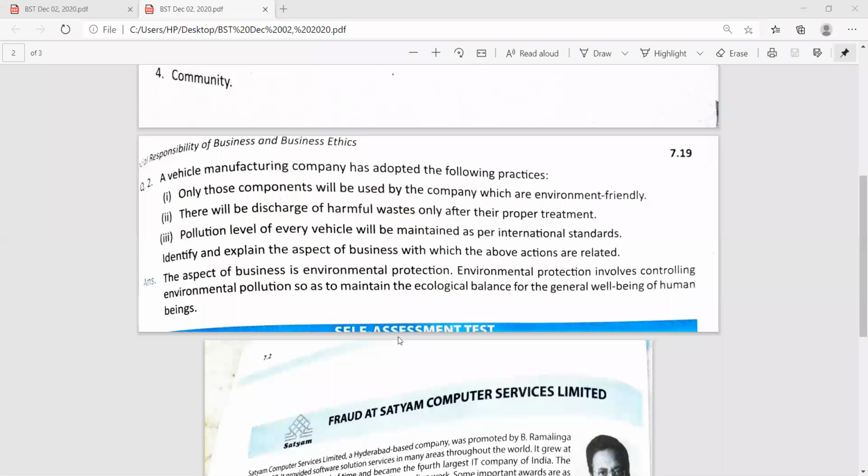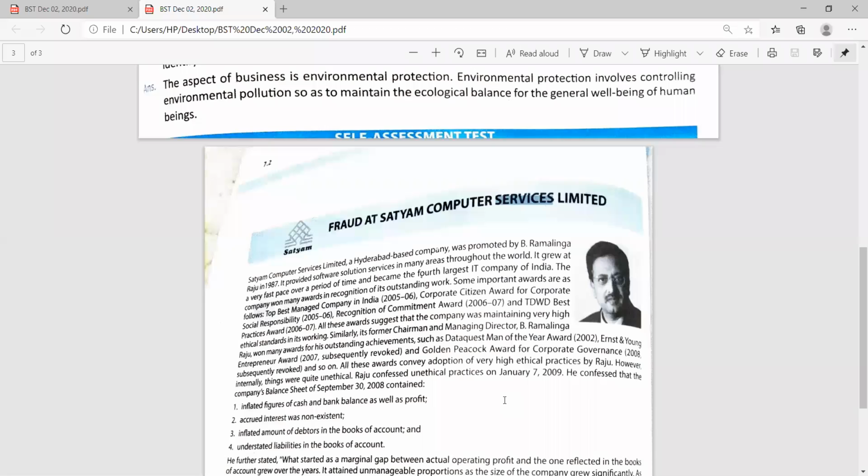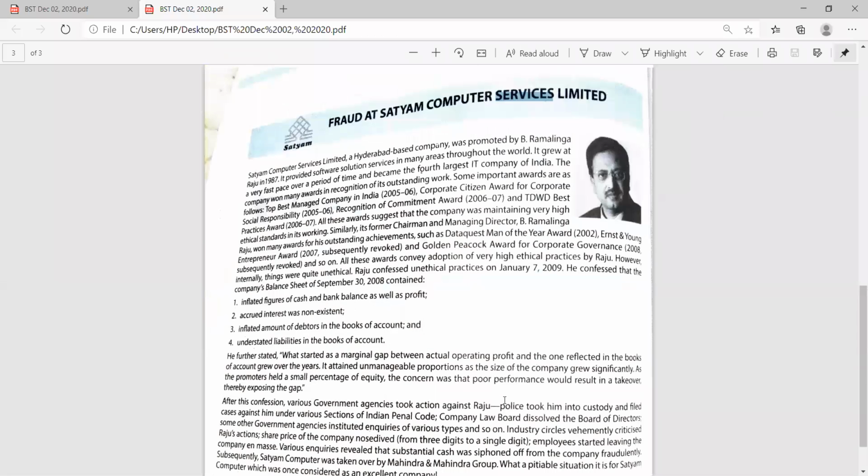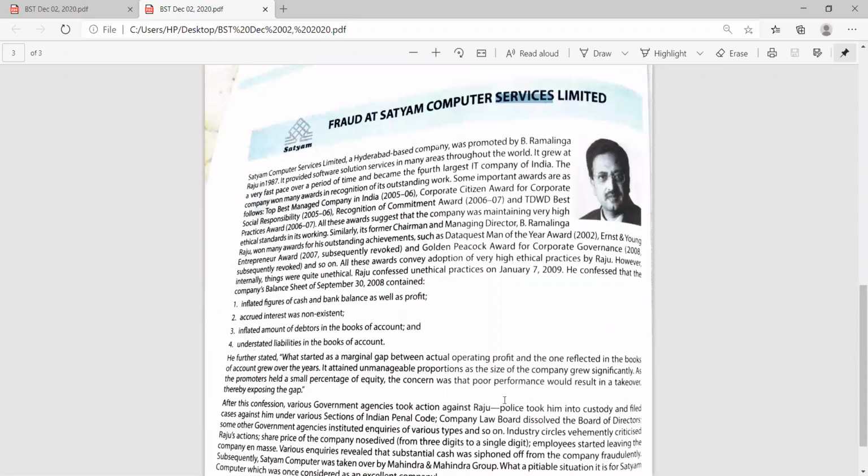I also want to discuss one of the cases, that is the original one, related to the social responsibility of the business. It is related to the fraud at Satyam Computer Services Limited. Are you aware about this? How many are aware about the fraud, or any little information about how Satyam Computer Services made the fraud in any of the years? Raise your hand if you know.